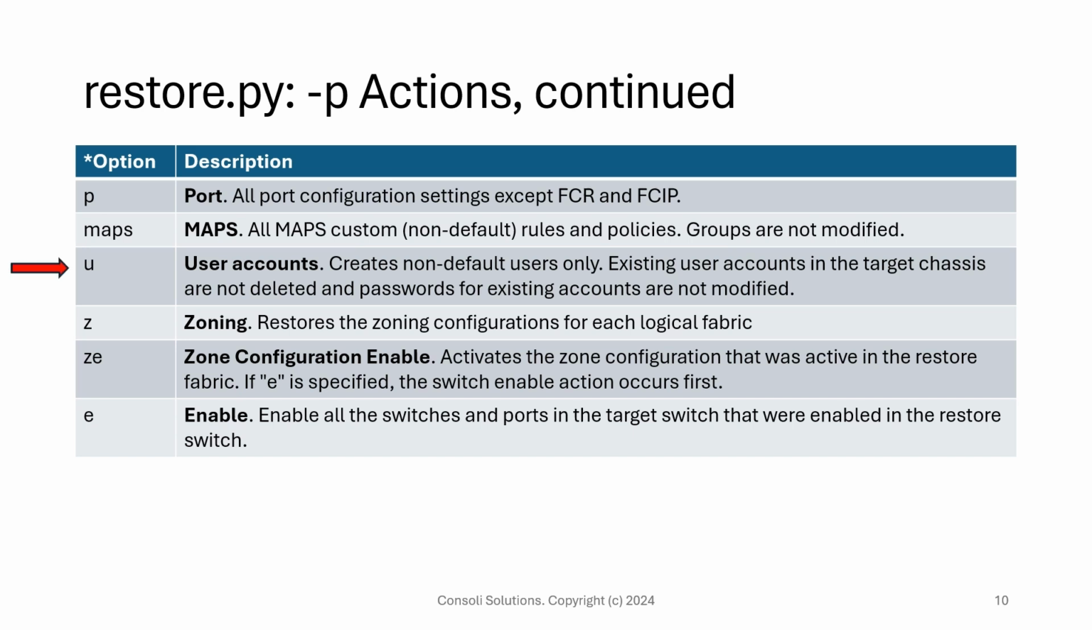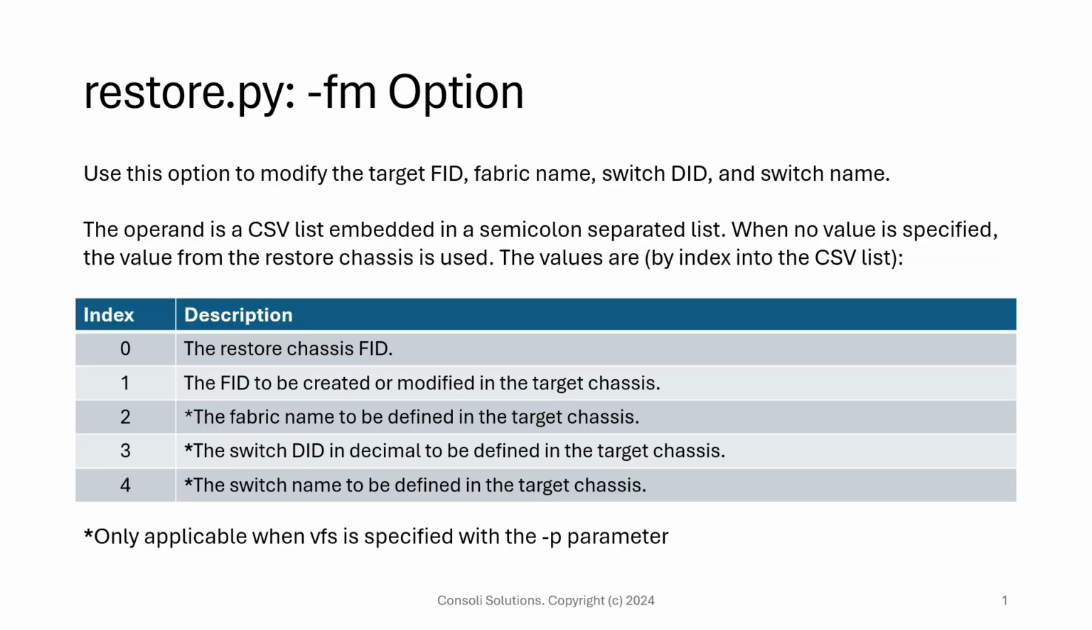U, that sets up all your non-default user accounts. Z is zoning, that restores all of the zoning. You have the ability to enable a zone configuration when you run this script. And E just says enable everything that was enabled in the restore switch. This is just here for reference. The fabric map is best explained with some of the examples that follow.